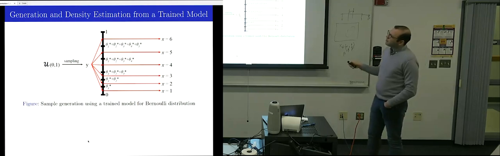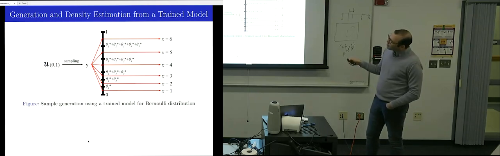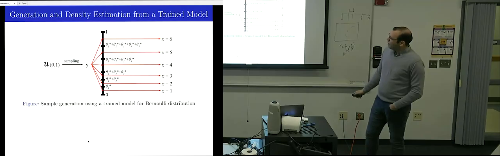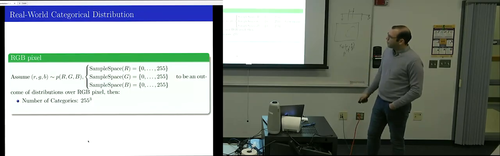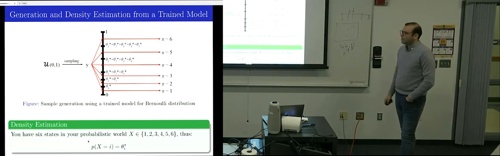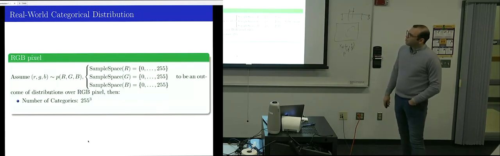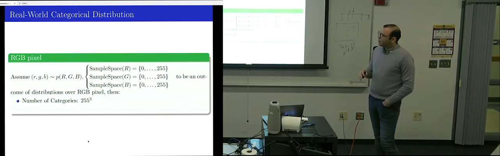If each of these theta star is a large value, the corresponding boundary for that value is increased, so that the probability of outputting 6 is increased. This is the way you generate samples, and this is again the density estimation. For each xi, the density estimation is theta star i. So I have a generative model. So can we work with this idea for real-world examples?